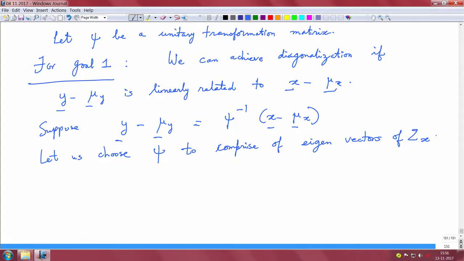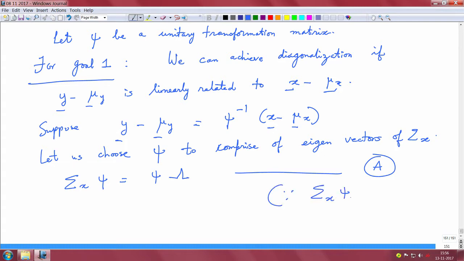So now if we assume this solution, then sigma x times psi is psi times lambda. I call this equation A. Why? Because sigma x times some psi i, one such vector, is basically lambda i times psi i. This is your eigenvalue equation for i equals 1, 2, 3, and so on till n. You have n coordinates, you have n eigenvectors and eigenvalues, and this is the eigenvalue equation.